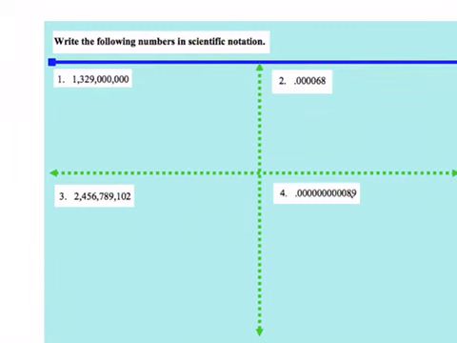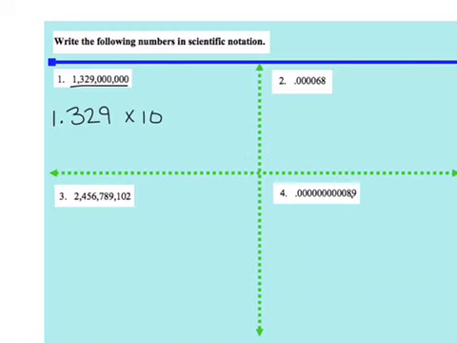Let's use those ideas and write number 1 here in scientific notation. I know that I need this to be a number between 1 and 10, so I'm going to move my decimal point all the way over between the 1 and the 3. 1.329 is a number between 1 and 10. If I moved it between the 3 and the 2, it would be 13.29, which is not between 1 and 10 like we want. I know that my base is always a times 10.